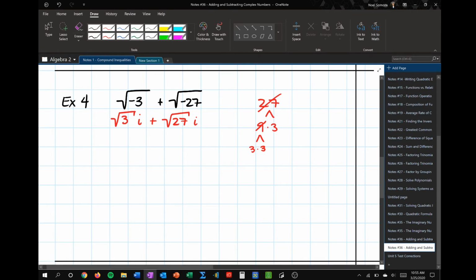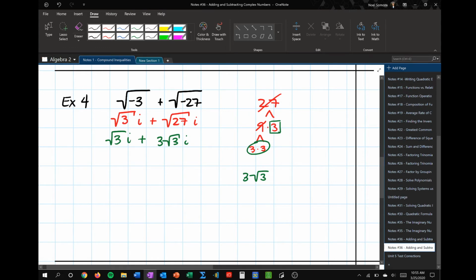Okay, I'm looking for a pair, all right? So even though I have a triplet of 3s here, I only care for a pair. So there's one pair here. Unfortunately, this 3 gets left out. So then we can rewrite this as 3 square root of 3. Okay, so square root of 27i is going to be 3 square root of 3i. And then I can drop the rest, square root of 3i.